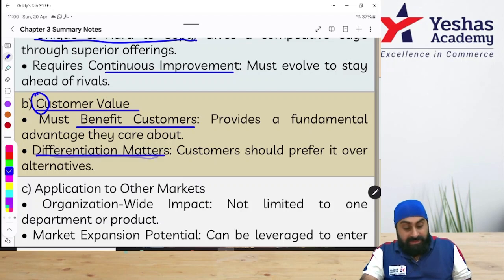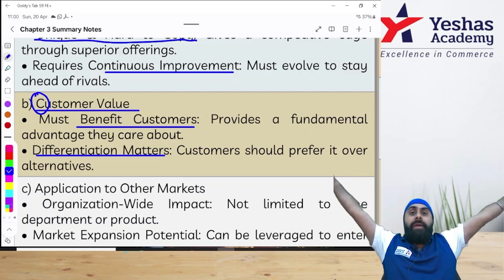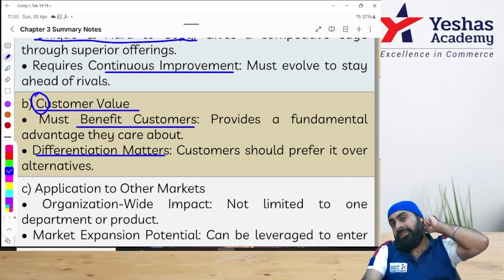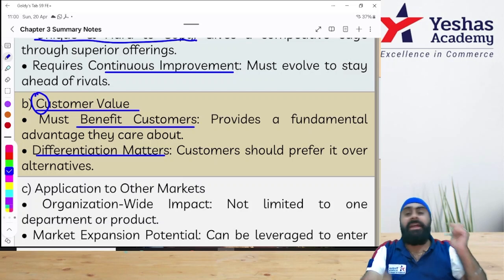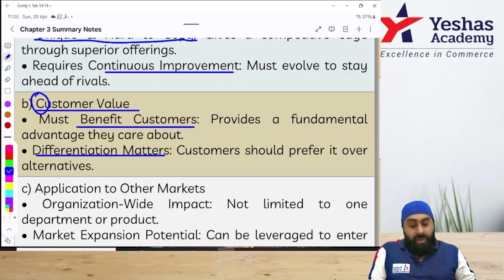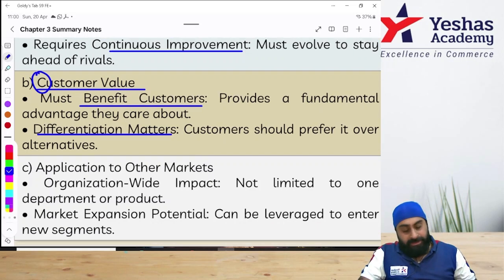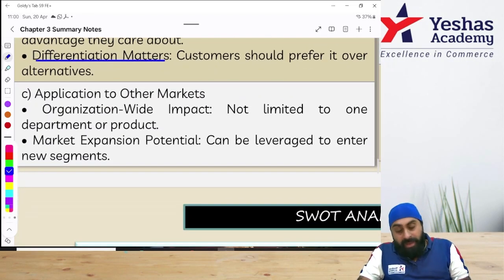Does differentiation matter? Yes. If you're creating something unique and the customer does not feel that the product is unique, trust me, you have not created a unique product. If you create a unique product, the customer will shout and scream like crazy that something new is happening in the market. For example, there was the search engine, and then there is AI, ChatGPT. Can ChatGPT claim that they have created something unique? Obviously, yes. Why? Because that differentiation could be seen by the customer. That matters. Application to other markets.